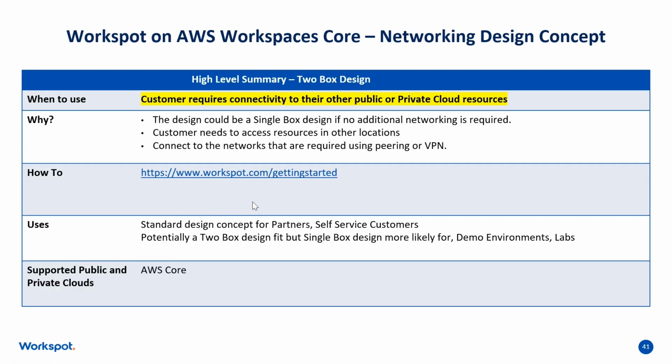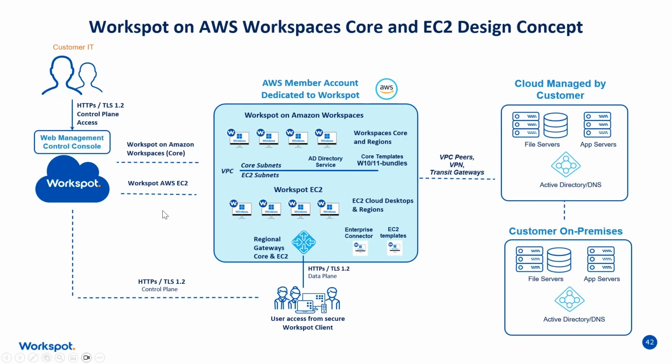So if I take this to the next level, this is AWS core, and there's potential to expand that concept into EC2 or other clouds. If we look at that, what changes here is that we've introduced EC2 cloud desktops and regions into the mix, again within that single account. And the gateways are shared between core and EC2, which is nice. So the core desktops and the EC2 desktops all come through the same gateways.